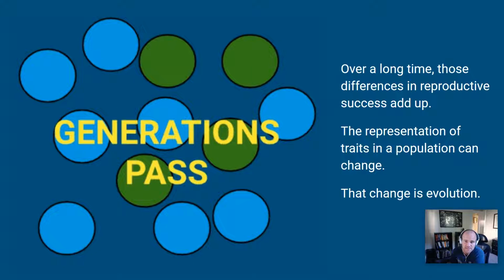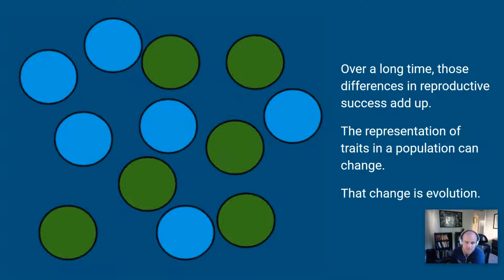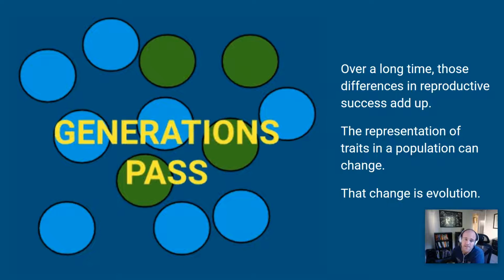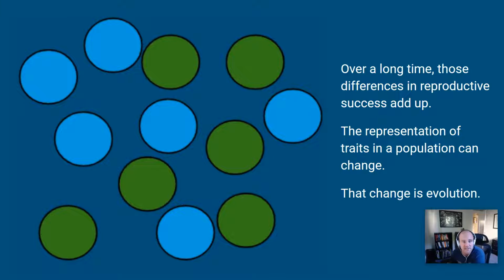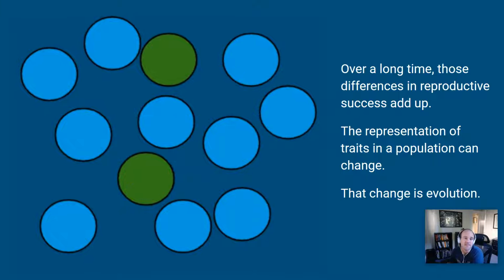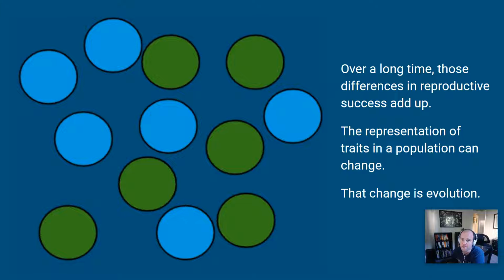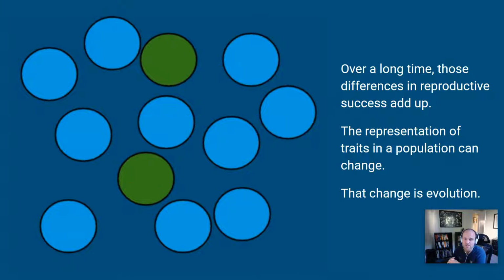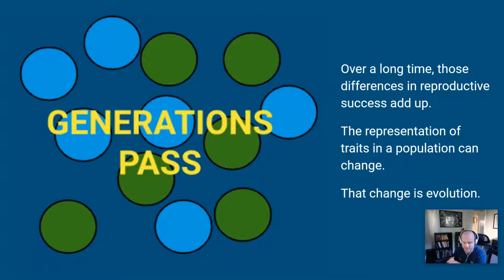And those differences in reproductive success add up. The difference between 4 kids and 2 kids may not seem that great, but over many generations, all of a sudden, you go from a 50-50 split to now a 2/3 split to now all of a sudden most have that one trait because you're producing more offspring. This change is what we call evolution.